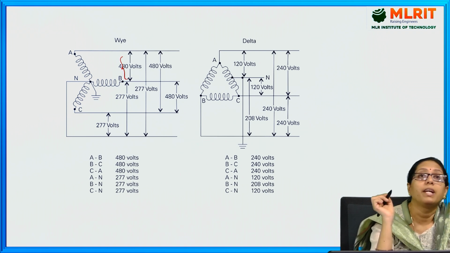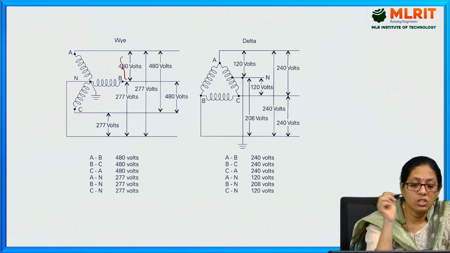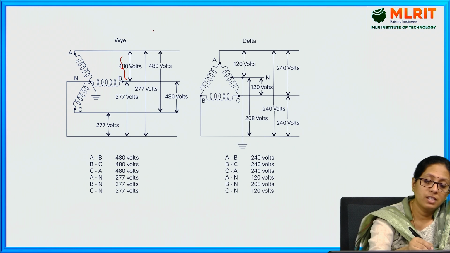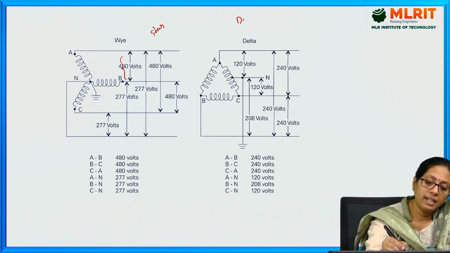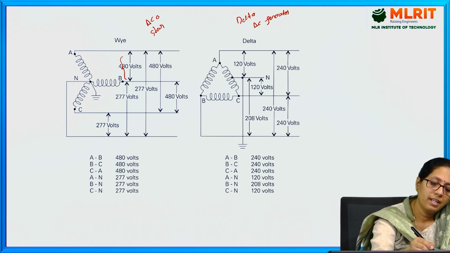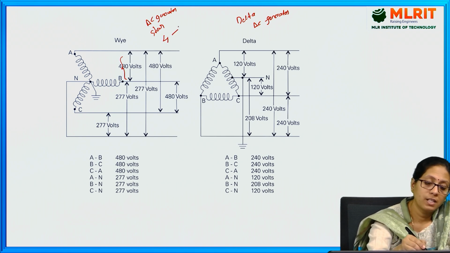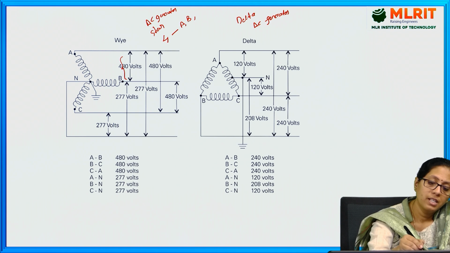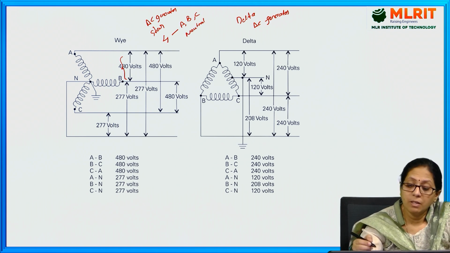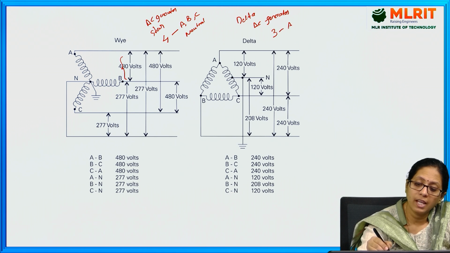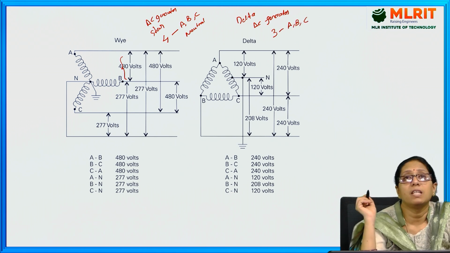Here is the simple diagram. Here the voltage is 480 volts. This is the star delta connection. This is the star connected, this is the delta connected AC generator. In star connection, we will have 4 nodes, that is A, B, C as well as neutral. In delta, we will have 3 nodes, that is A, B and C.